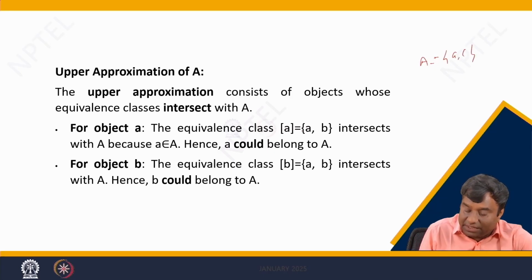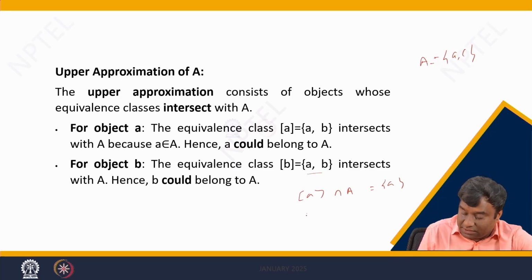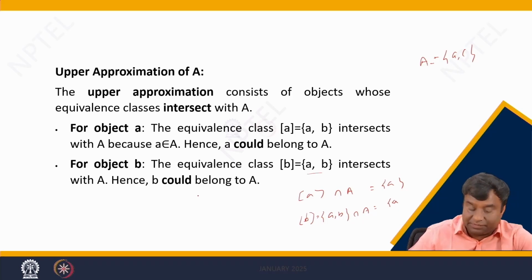So here the equivalence class for A, that is A and B. If you intersect A and B with the target set, you will get A. So it could belong to A. So A may be in the upper approximation, A will be present there. Similarly for object B, the class AB, the intersection is also A. So the equivalence class for B is AB. So B also belongs to the set A.